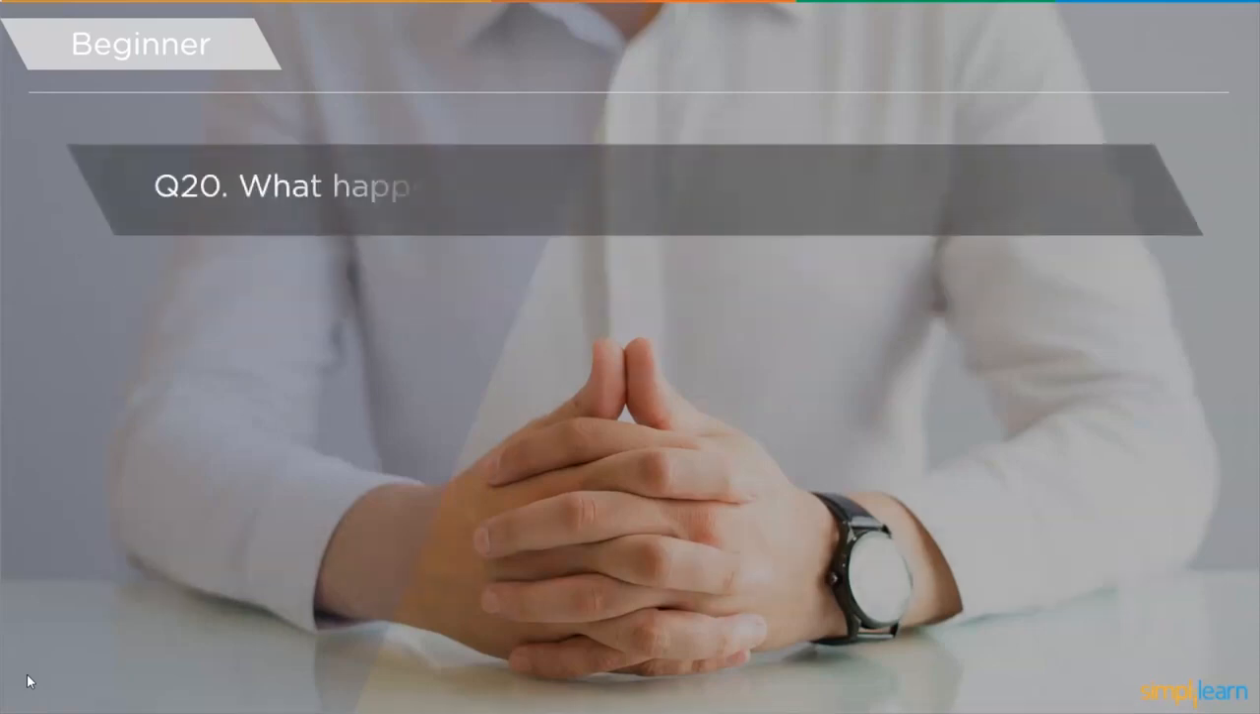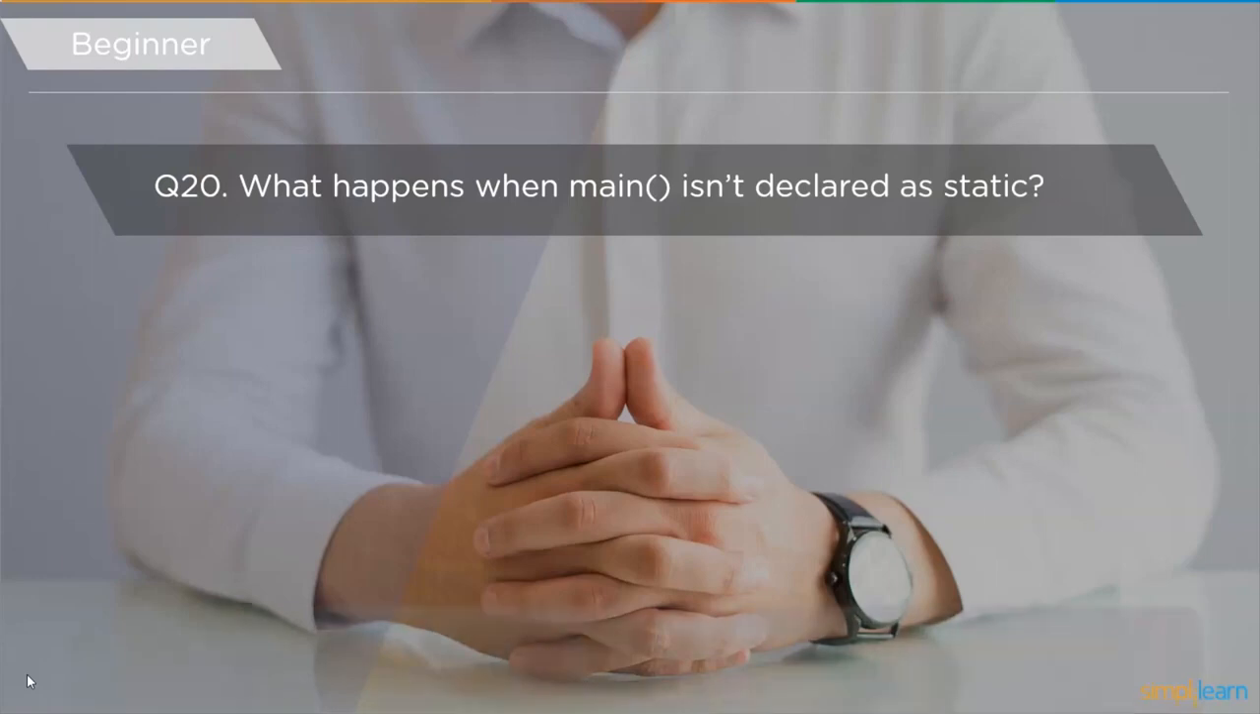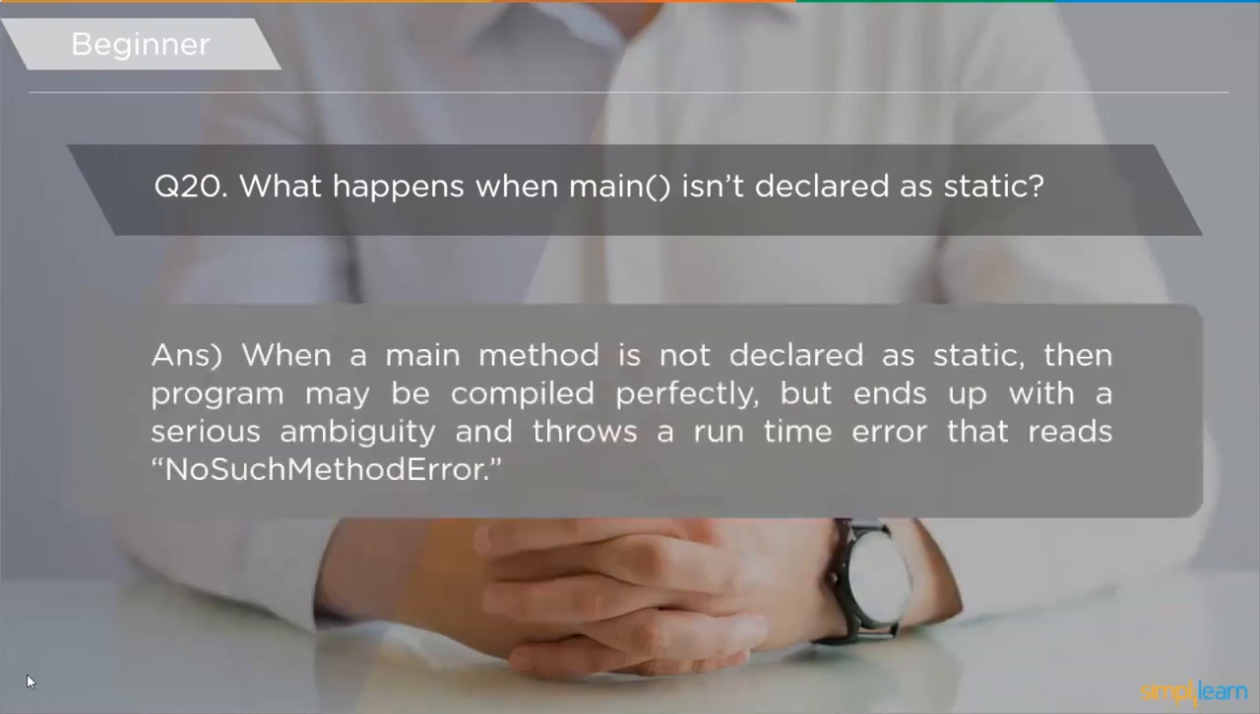Followed by that, we'll dive into the next question: what happens when the main method is not declared as static? When the main method is not declared as static, the program may be compiled perfectly, but ends up with a serious ambiguity and throws a runtime error that says no such method error. So when you declare a main method, don't forget to specify the static keyword. With this, we finish the beginners segment of questions.